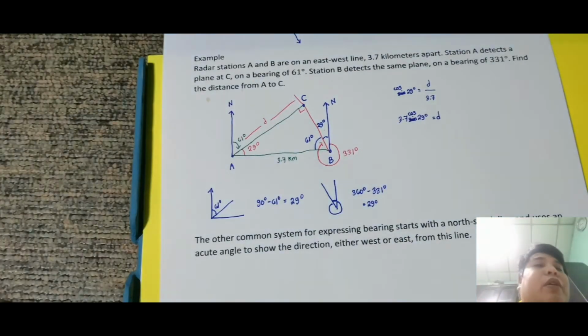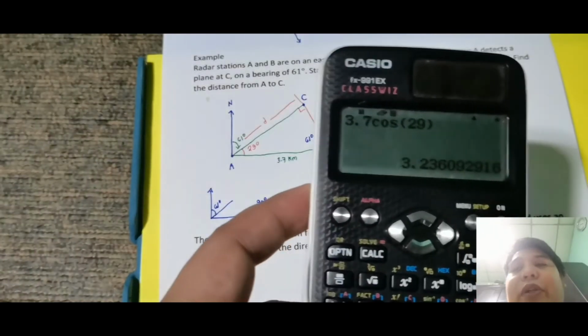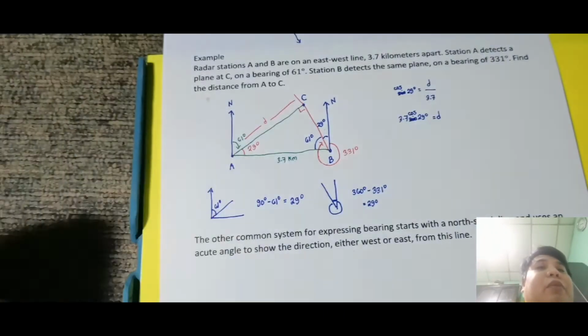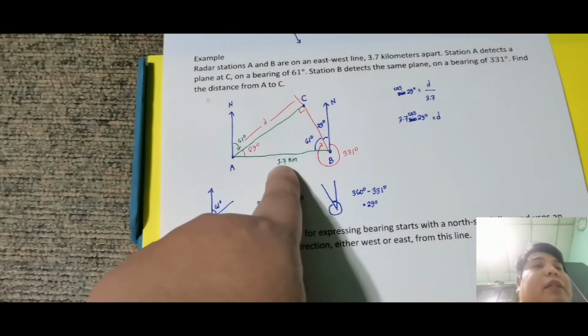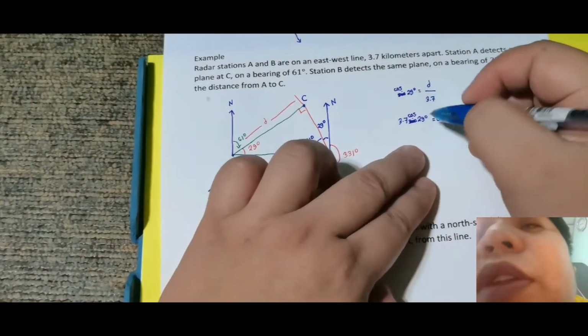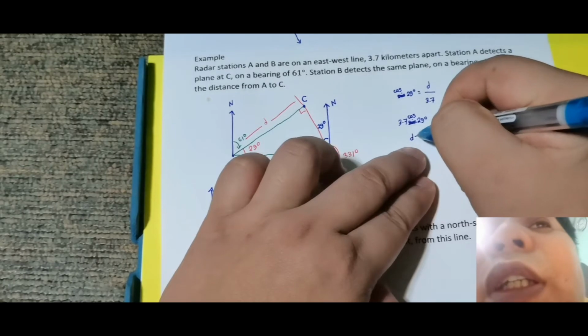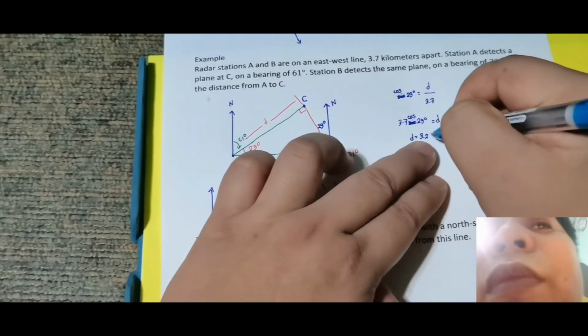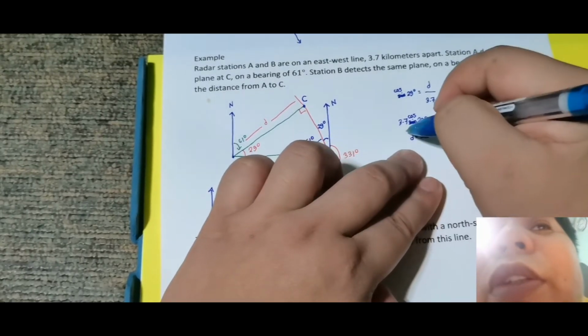Buti na hindi ko pa na-solve. So, that is 3.7 cosine 29 degrees. Okay, so that is 3.23 or 3.2 kilometers since 1 decimal place lang naman to. So, this is only 3.2 kilometers. So, D is 3.2 kilometers, yung distance from A to C.